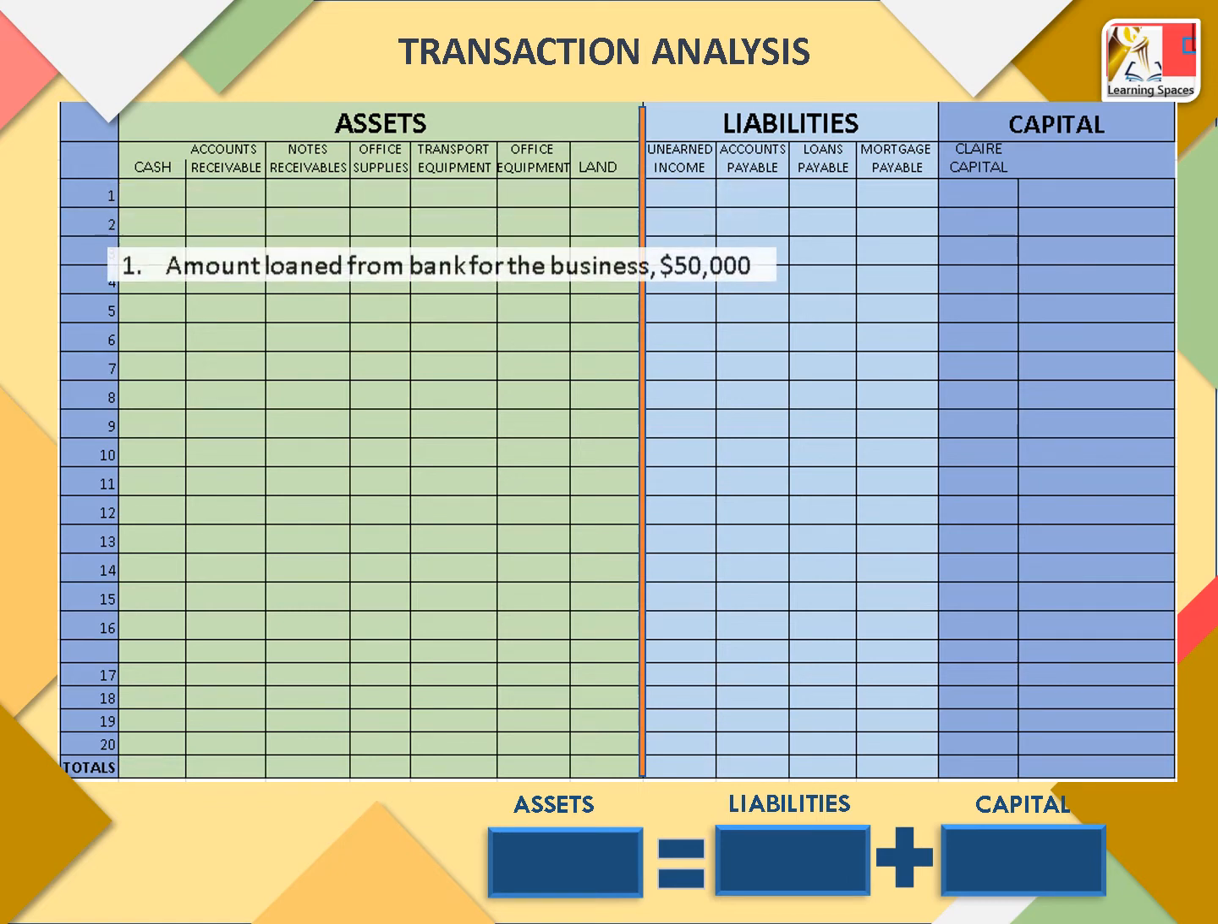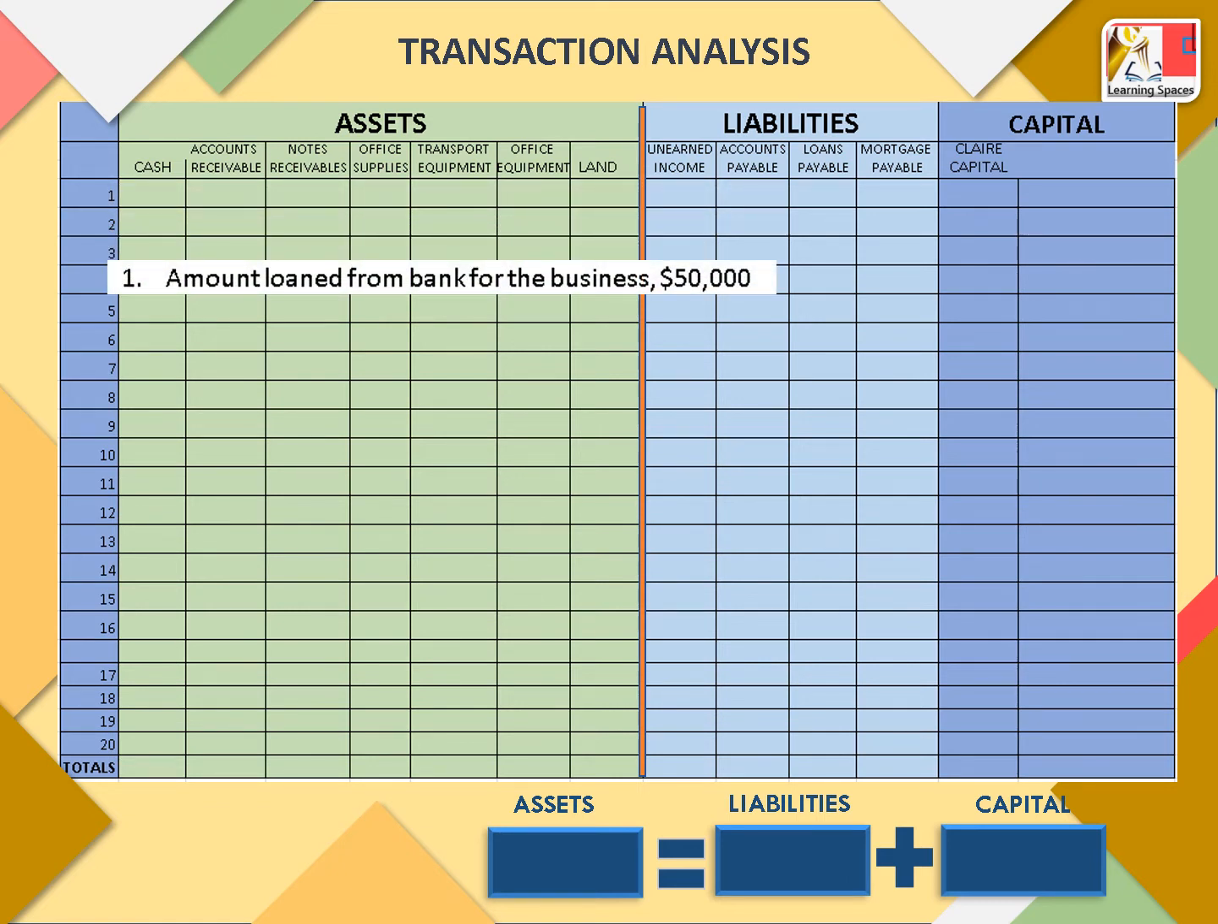The $50,000 business loan from a bank will be an addition to the cash in the assets section. In order to balance the equation, we must also place the same amount under loans payable in the liability section as an addition. As a result of properly plotting the transaction, the two sides of the equation are in equality.